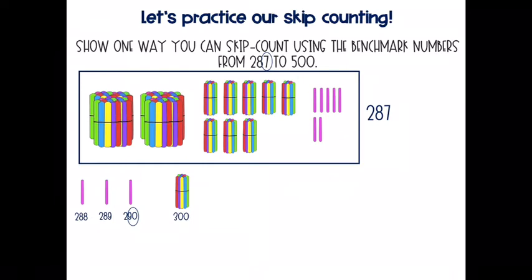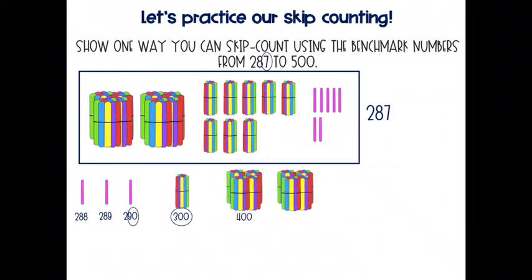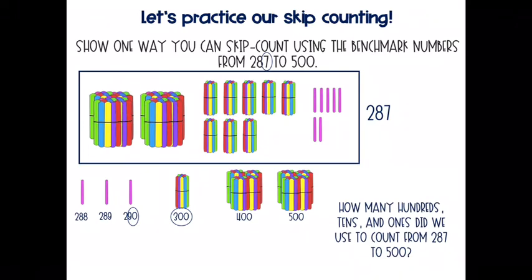Now that we're at 300, we can count by hundreds to get to 500. Counting from 300 to 500 in the fastest way possible would be by using hundreds. Let's count those together. 400, 500. We have now made it from 287 to 500.